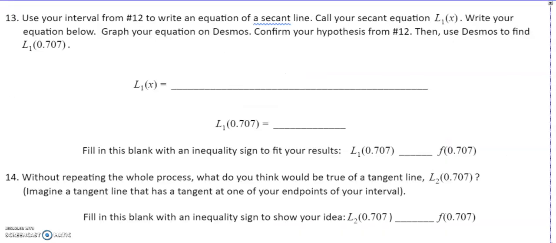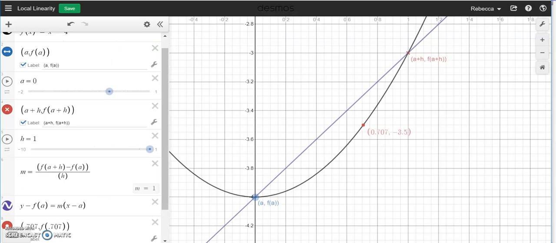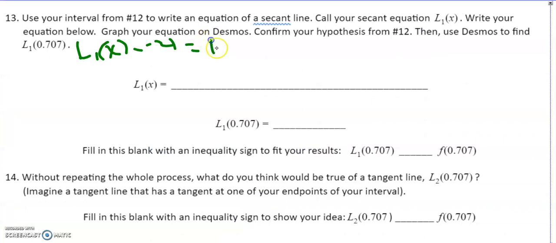Alright, it says we're supposed to write the equation of a secant line using L1 as our notation. So what this is really saying is you can start with point slope form. L1 of x minus, one of my y values was negative 4, equals my slope of this line is 1, x minus 0. The point I chose was 0, negative 4. That might be different for you, and that's okay. But if you isolate L1 of x, because that's what Mr. Lakin is asking for right here, we're going to end up with 1x. Then this would have been a positive, so we swing it over, we get minus 4.